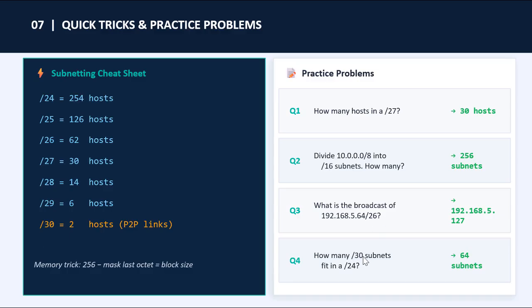Now, how many subnets fit in /24? So /24, which means we have 6 bits that we have borrowed from the host. So 2 to the power 6 is 64. So 64 subnets.